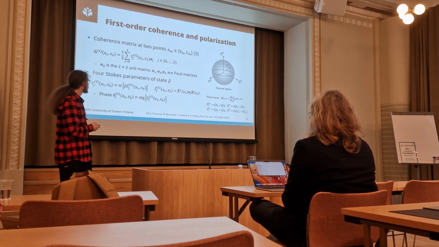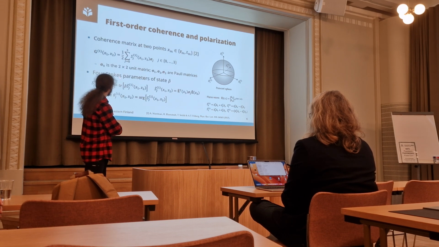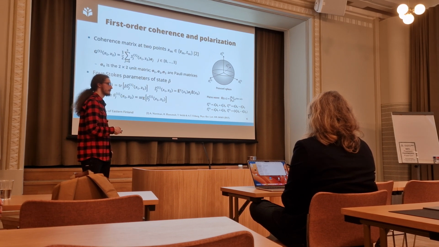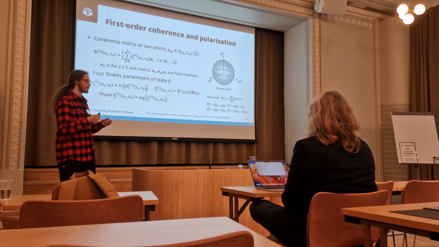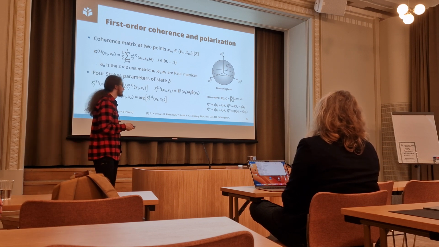And when we consider these 2-point Stokes parameters, they describe the coherence of light. But if we consider the field at a single point, of course, it's fully coherent with itself. So at a single point, it describes the polarization properties of light at that single point.